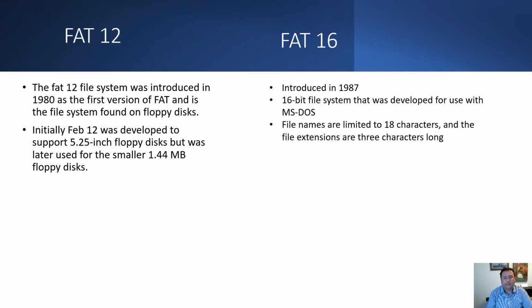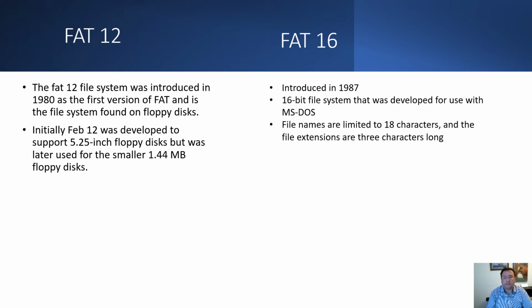FAT12 is the file system which was introduced in the 80s as the first version of FAT and is the file system found on floppy disks. Initially, FAT12 was developed to support 5.25-inch floppy disks, but was later used for the smaller floppy disks.